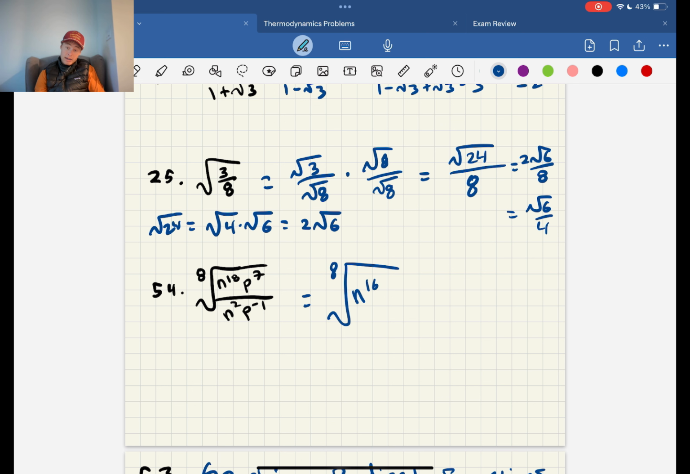And that p to the negative 1 in the bottom, well, we'll just do it this way. P to the 7th divided by p to the negative 1. That's just p to the 7 minus negative 1. Okay, 7 minus negative 1 is 8. So that becomes p to the 8.